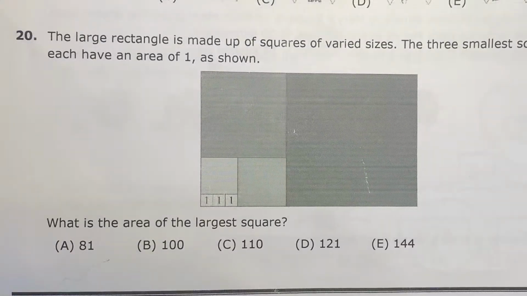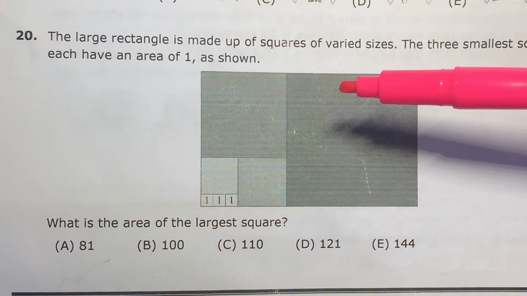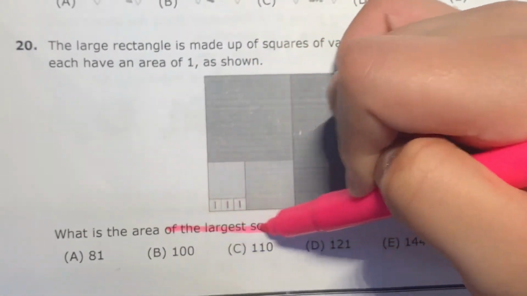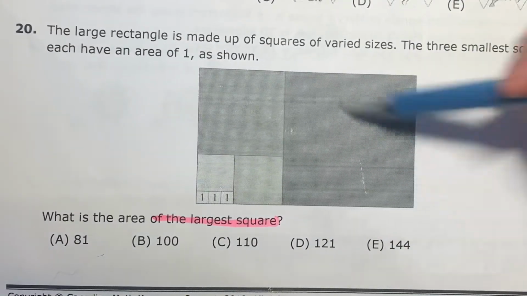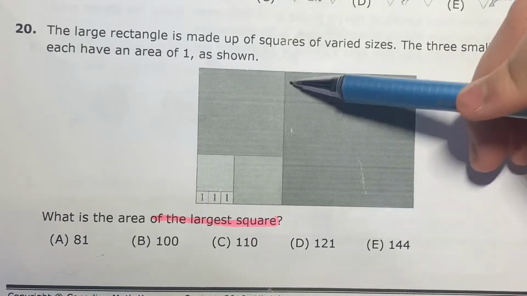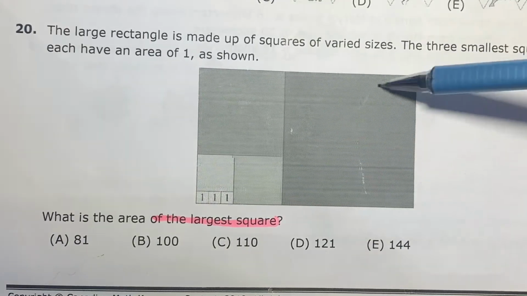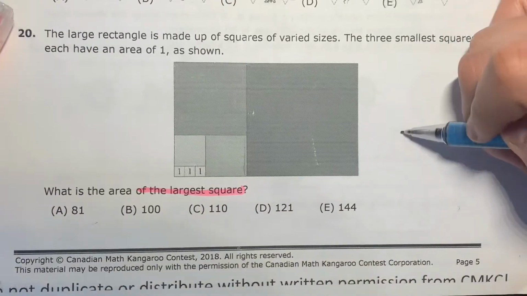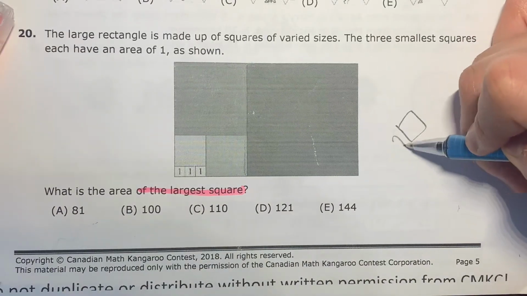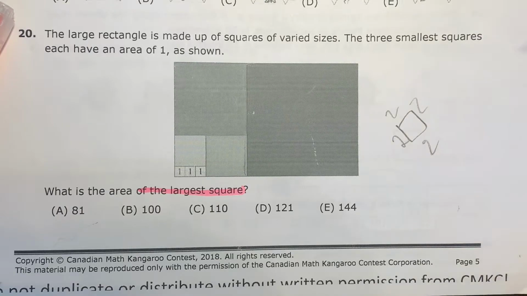Let's move to number 20. The large rectangle is made up of squares of varied sizes. The 3 smallest squares each have an area of 1, as shown. What is the area of the largest square? The largest square is this square. So what's the area of this? We have to find it. In order to find this, we have to find this side, this side, this side. Well, this side and this side. That's all. Finding the square is easy: if we find one side, we will find all of the sides. Here's an example. If you find this side, it's 2, we found all the sides.